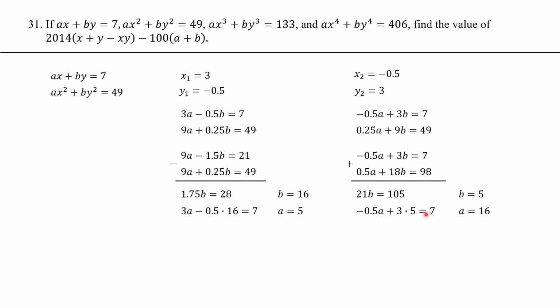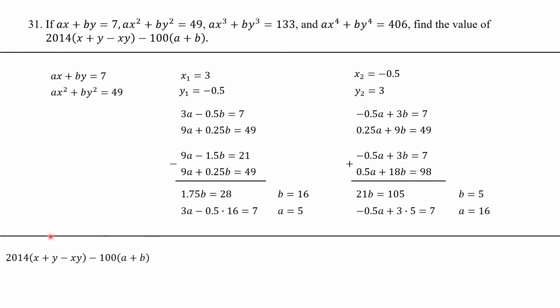Now, the question is not asking me to find x or y or a or b. It's asking me to find this. So we have to calculate 2014 times x plus y minus xy minus 100 times a plus b. Now I know a, b, x and y, right? So I can calculate this value here, which comes out to be 5,956. And if I do the same thing here, I get exactly the same value, 5,956. And that's the answer to this question.